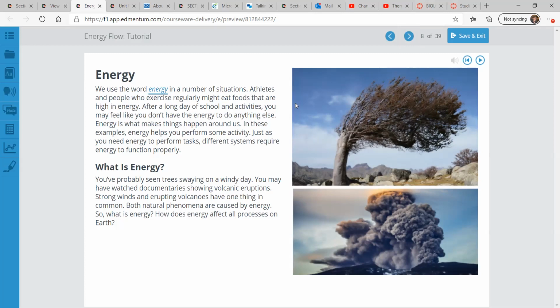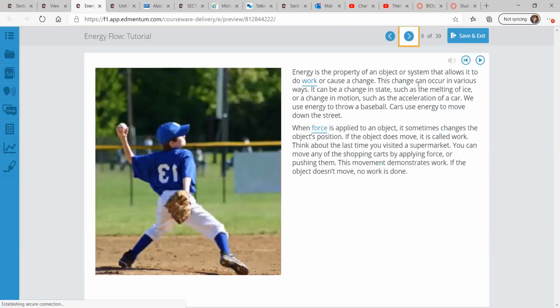What is energy? You've probably seen trees swaying to and fro on a windy day. You may have watched documentaries showing volcanic eruptions. Strong winds and erupting volcanoes have one thing in common. Both natural phenomena are caused by energy. So what is this energy thing? How does energy affect all processes on Earth? Well, let's take a deeper look.